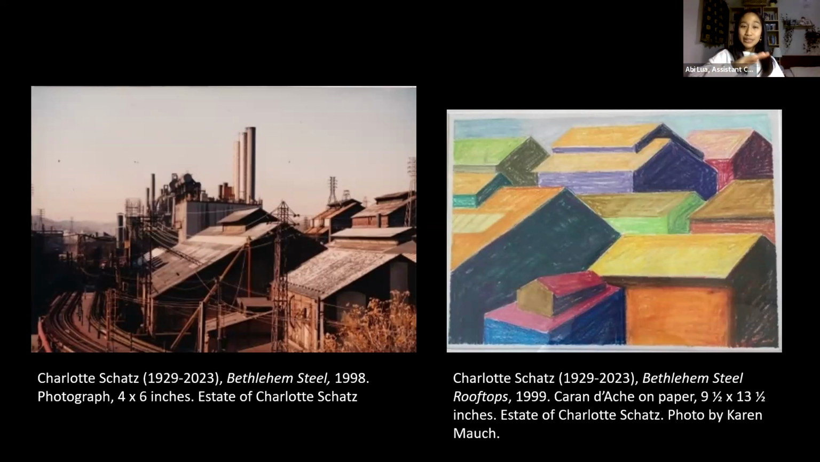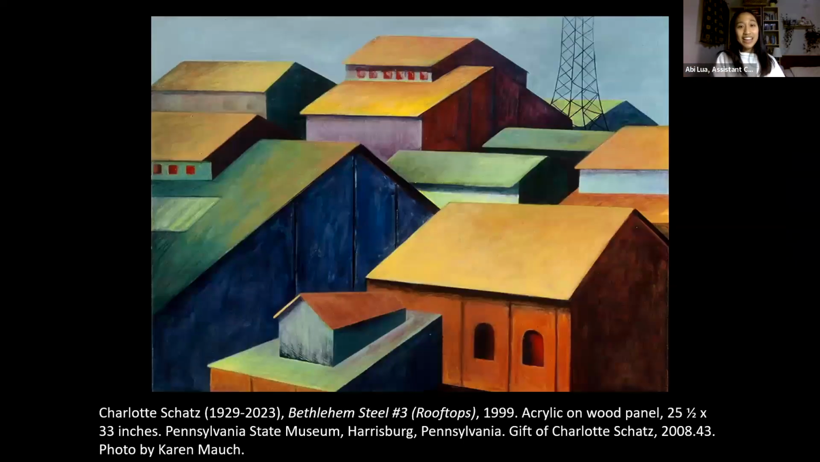So we can see these repeating roof lines, but the chimneys aren't there. And so she's very purposeful in what she includes and what she doesn't include. And then after that is the final painting. So here is Bethlehem Steel number 3, rooftops.